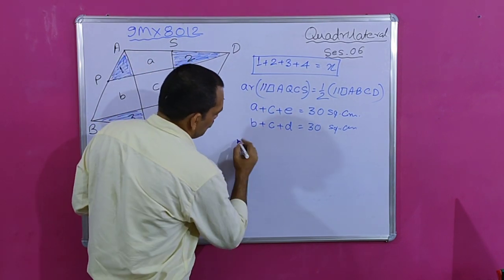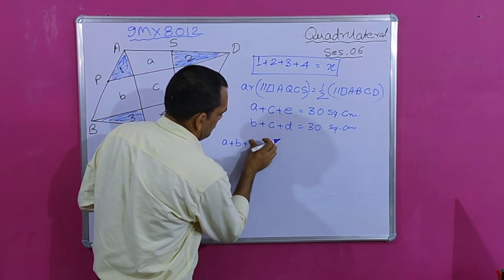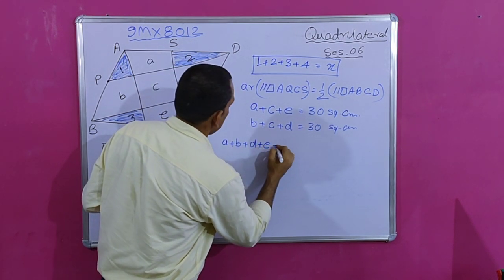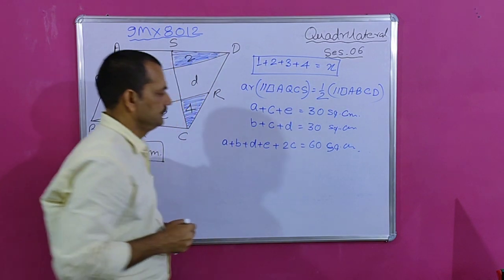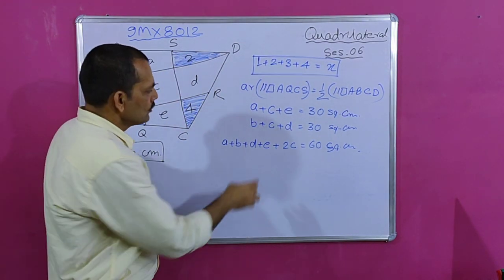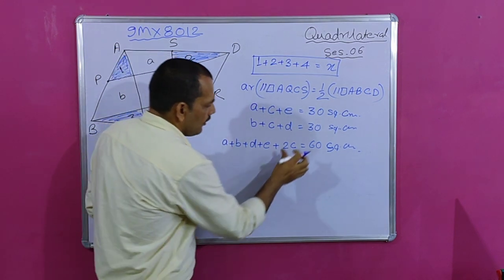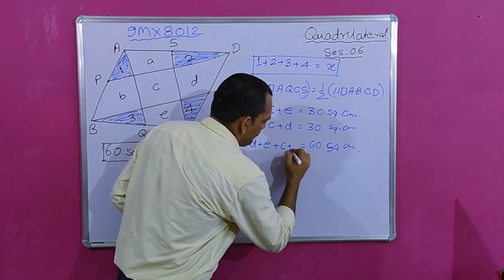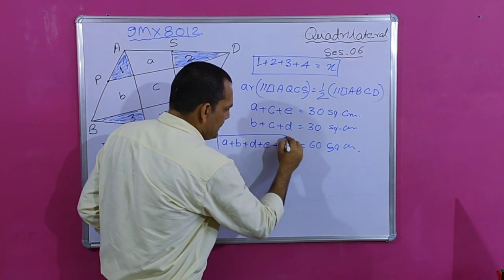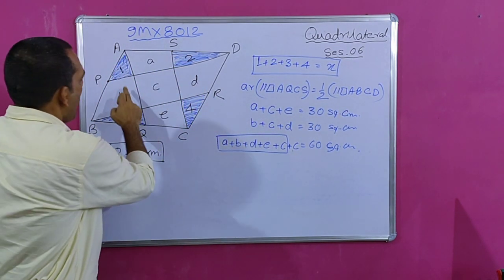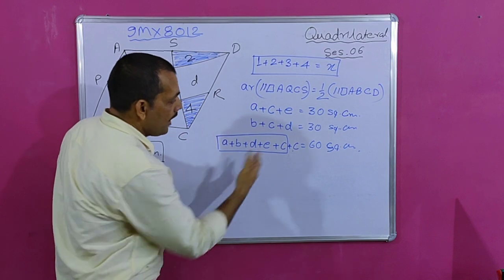The moment we add these two, we will get A plus B plus D plus E plus twice of C as 60 square centimeter. So we got twice of C, and A, B, D, E. Or we can write C plus C. Why are we writing like this? Because A, B, D, E together are these parts, A, B, C, D, E, plus an additional C.